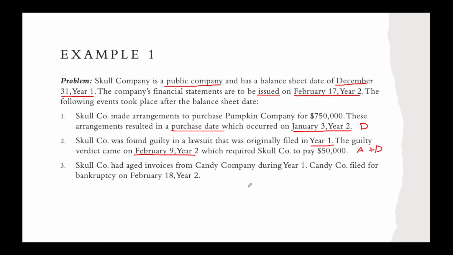For the last one here, Skull Company had aged invoices from Candy Company during year 1. So an event that took place during year 1. Candy Company filed for bankruptcy on February 18th, year 2, which comes after the balance sheet date. However, you have to take a look here. February 18th, year 2 is after the date in which the financial statements are issued, because they're issued on February 17th, year 2. Therefore, we would not make an accrual nor provide a disclosure, since this subsequent event came after the financial statements were issued here. So we would just write none.